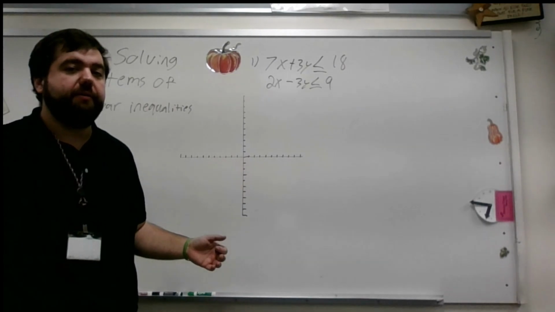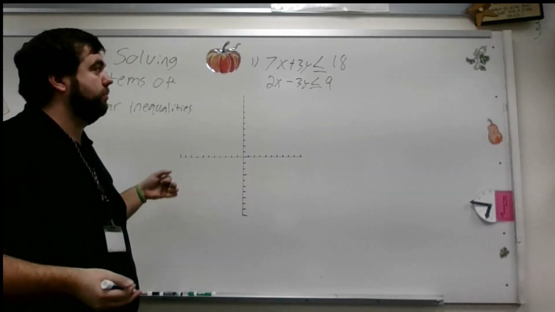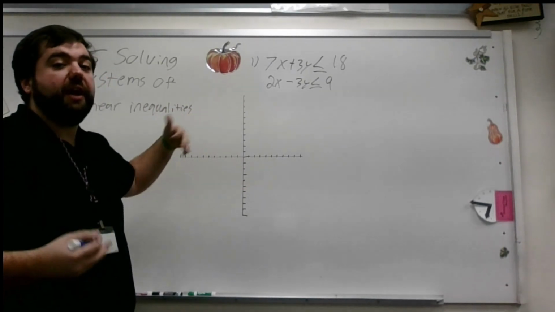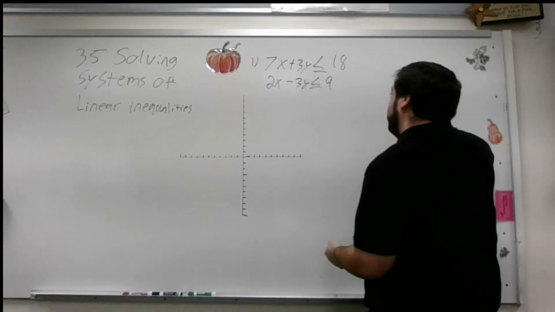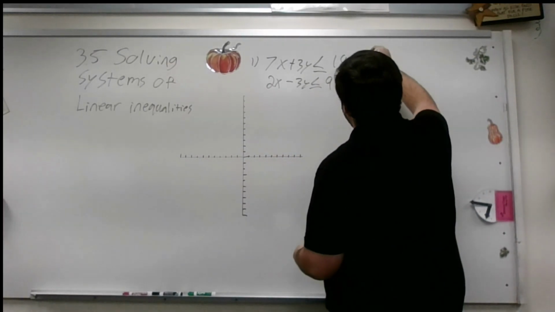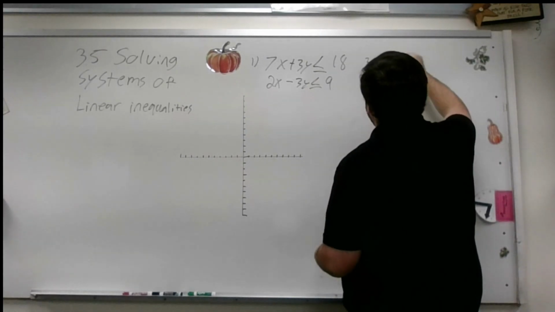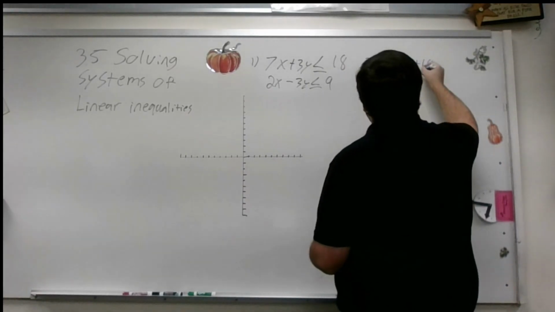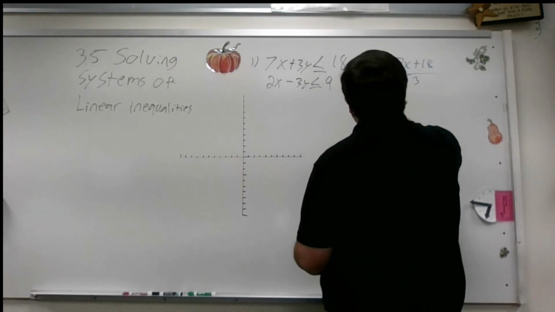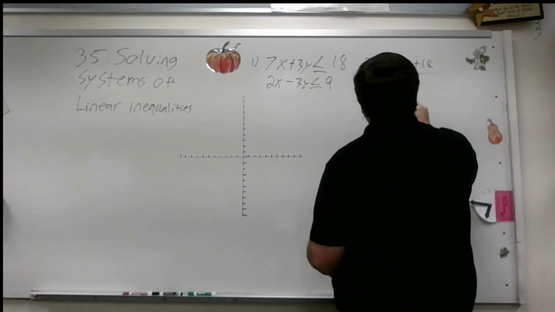how do I graph that? Hopefully you're saying to yourself, well, Mr. O'Toole, I got to solve for y, and you would be correct. So we're going to solve for y here. We're going to get 3y is less than or equal to negative 7x plus 18. Divide by 3. You get y is less than or equal to negative 7 over 3x plus 6.